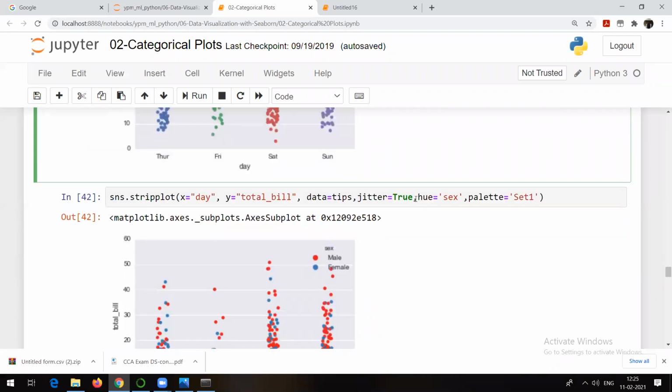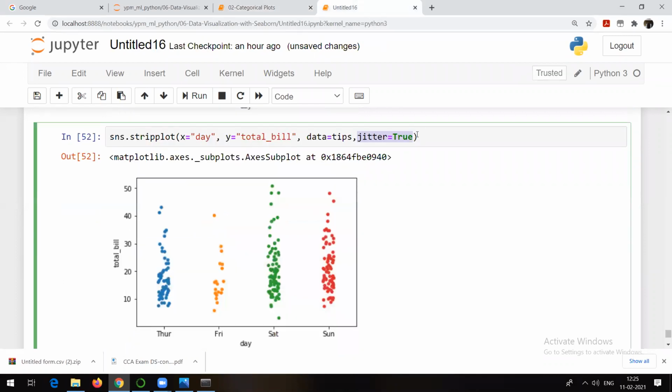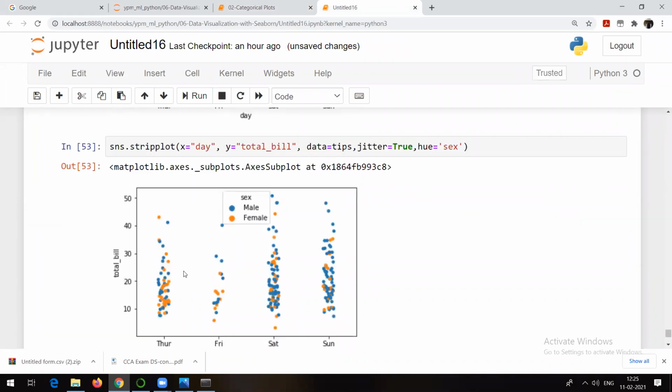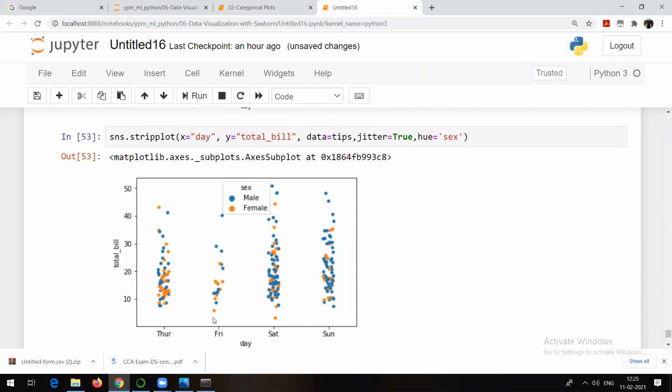Okay. What else? The hue parameter also you can make use of. So let me show you a simple example here. Suppose I want to check male and female, for male and female amount. So see, you can check, right? But again, many times you will see that there's a lot of overlap in this kind of a graph. That's why people do not make use of this type of a plot many times.